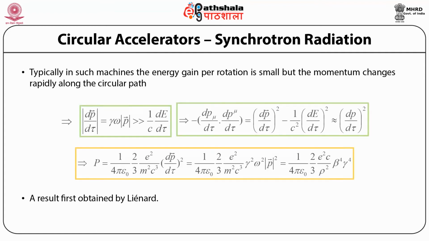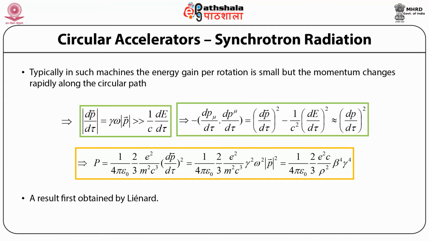This means that |dp/dτ| = γω|p| ≫ (1/c) dE/dτ. Here, ω is the frequency of gyration of the particle in its circular path. As a result, the second term is negligible, so that −(dp^μ/dτ)·(dp_μ/dτ) = (dp/dτ)² − (1/c²)(dE/dτ)² can be approximated to (dp/dτ)².